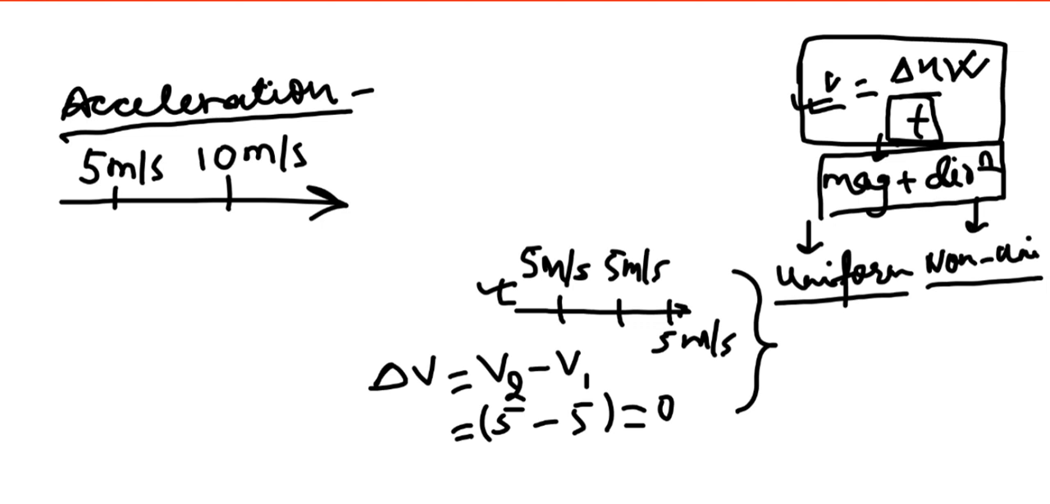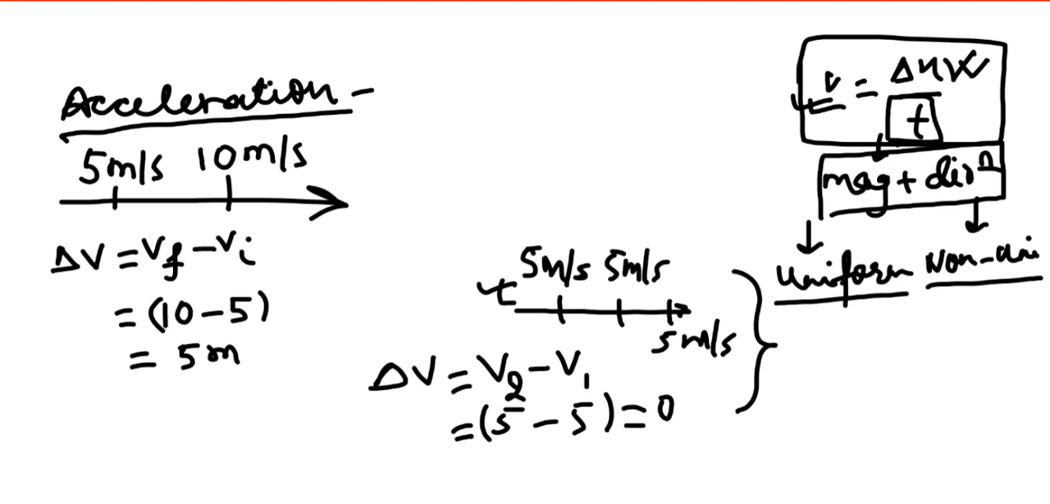So in this case, what is the change in velocity? That is final velocity minus initial velocity, which is equal to final velocity 10 meter per second minus initial velocity 5 meter per second. So here in this case, the change in velocity is 5 meter per second. The velocity changed by 5 meter per second.